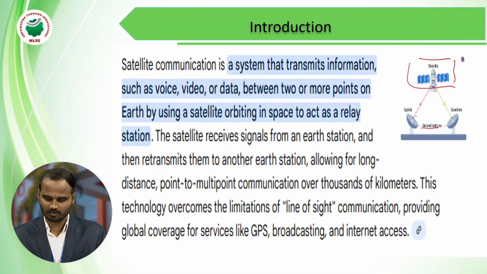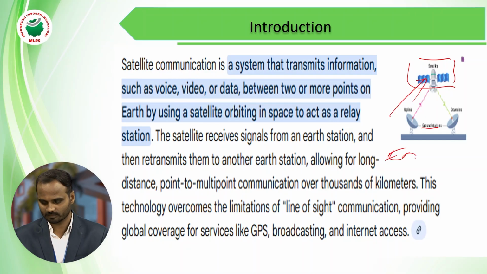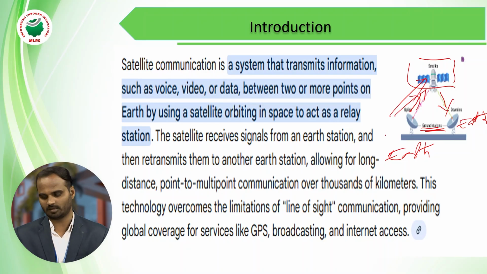This satellite takes the signal input from the Earth, and this is also Earth. This is the ground station. This is the uplink and this is the downlink. After the data reaches the satellite from the Earth, it is given to another Earth station, or two or more Earth stations, by using this downlink. This is the uplink and this is the downlink.